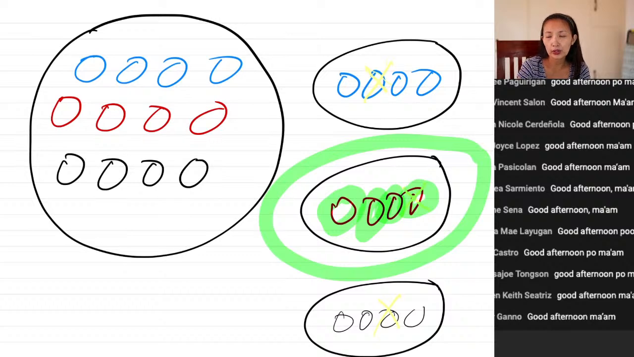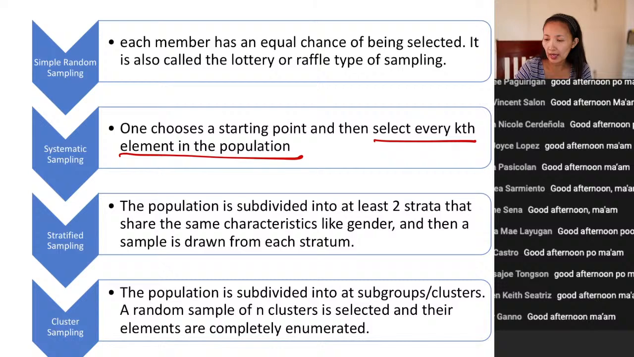Okay? So yun yung difference nung dalawa. So going back, sabi niya, all their elements are completely enumerated. So that's the difference between stratified sampling and cluster sampling.